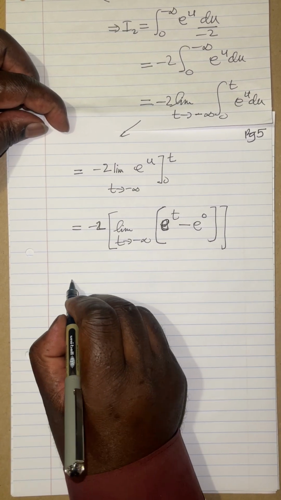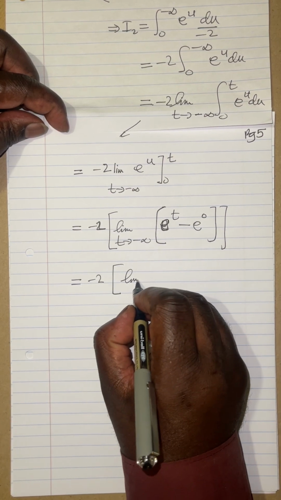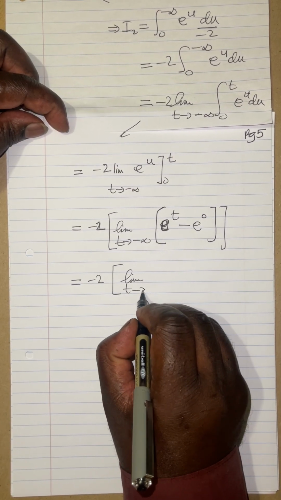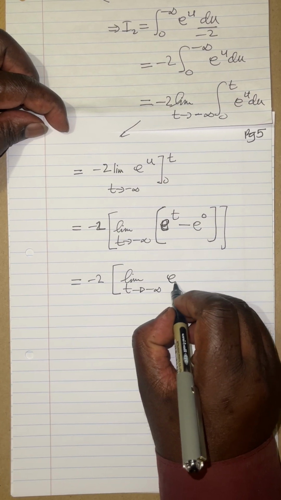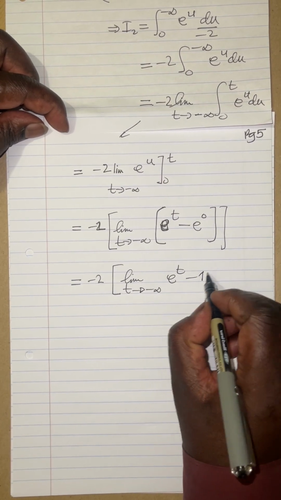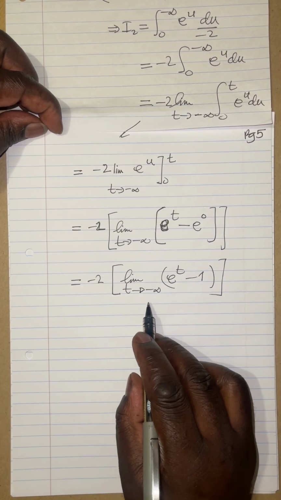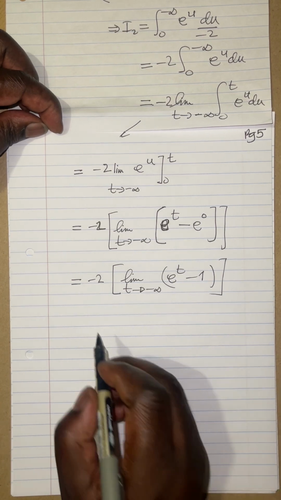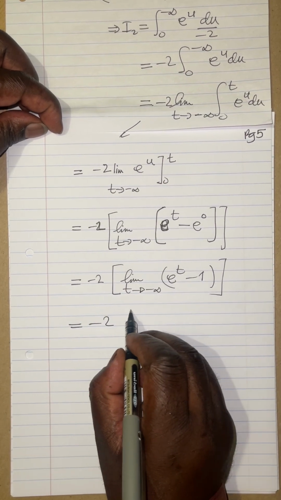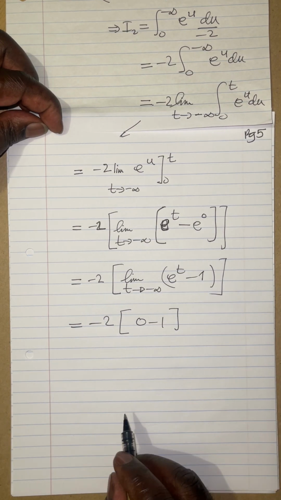Now, what are we saying? This is minus 2 times the limit as t approaches minus infinity of e to the power t minus 1. Now, notice something here. As t approaches minus infinity, this part here, e to the power of t, will approach 0. So we're having now minus 2 times 0 minus 1, if you follow what I'm saying.